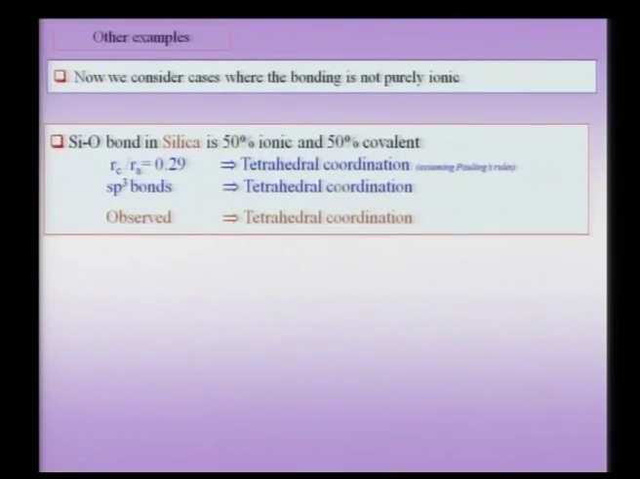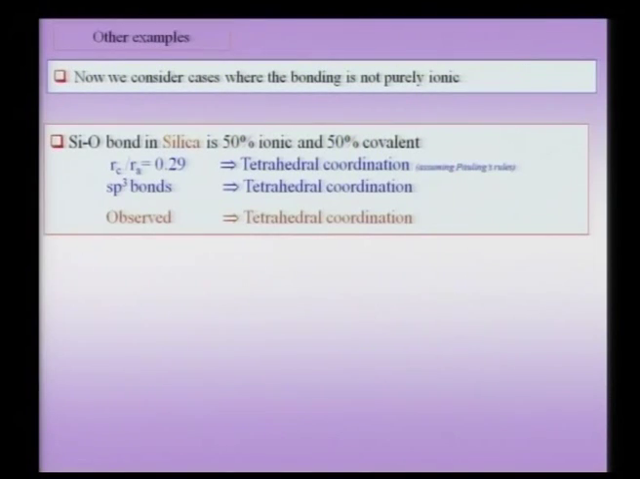As I pointed out in the beginning of the set of lectures, the bonding may or may not be purely ionic, and if the bonding is not purely ionic, then the possibilities increase. Let us consider two possibilities which will illustrate what I am saying. Let us take the example of silica, SiO2, wherein the bonding is 50% ionic and 50% covalent. In this case, the radius ratio Rc by Ra turns out to be 0.29, which is in the correct region for tetrahedral coordination.